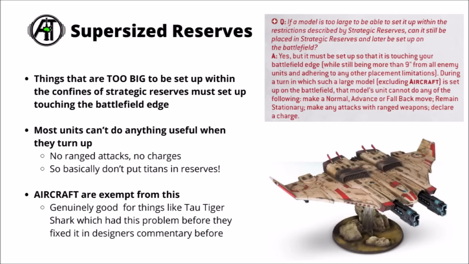For any of these, you have to deploy them touching your battlefield edge while still being more than 9 inches away from enemy units, and then unless you're an aircraft miniature, the other units can't do anything else useful, so can't do things like making a shooting attack or make a charge move that turn. So basically the idea is that you don't really want to put titans or enormous things off the board if you can avoid it. They probably just want to be deployed normally.